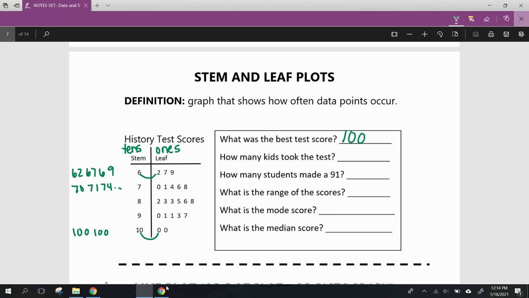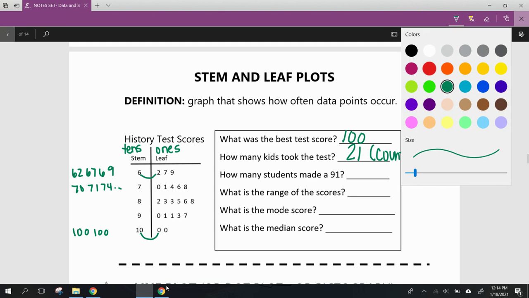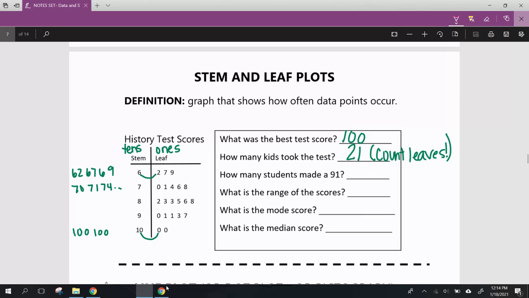1, 2, 3, 4, 5, 6, 7, 8, 9, 10, 11, 12, 13, 14, 15, 16, 17, 18, 19, 20, 21. And I would count that one more time just to make sure, but we're going to go with it for the notes. 21. And then since these are our notes, I'm going to put count the leaves. All right, our next question, I'm going to grab a new color. How many kids made a 91? All right, that means we're going to go to the 90s, and I see 2 ones. 2 people made a 91, so 2 people.